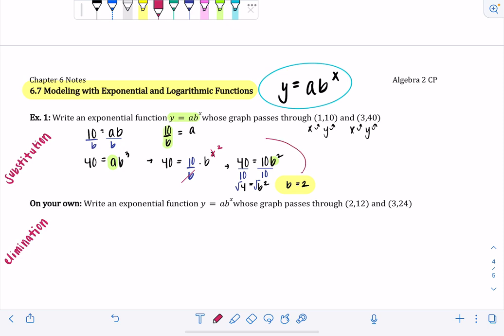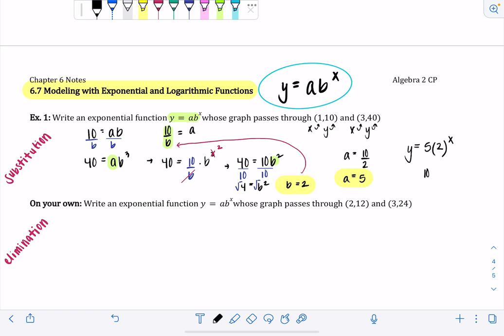I can just take that now and substitute it into this equation right here to figure out what a should be. So a equals 10 over b, which we figured out b is 2. So we're going to end up with a equals 10 over 2, which is 5. So we have b equals 2, a equals 5. We just need to take those both and now substitute them into that general formula from the beginning to get our final answer. So it'll be y equals a first, so 5, and then times b, so 2 to the x power.